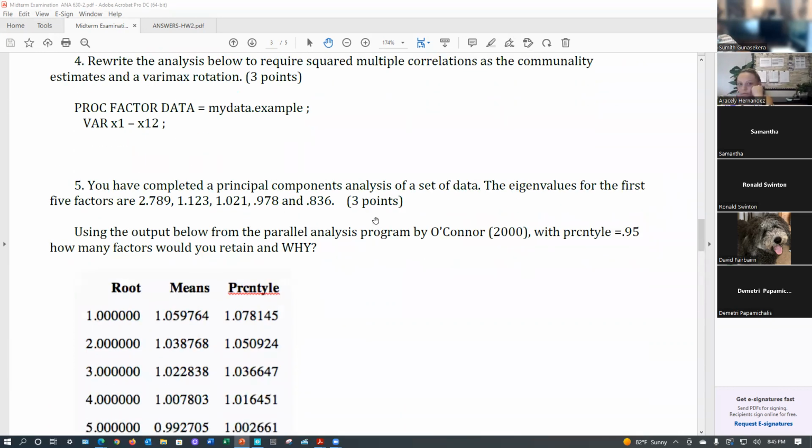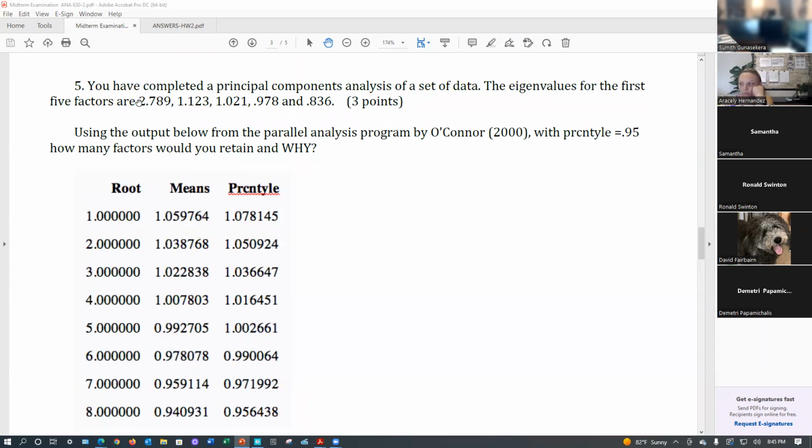We would retain 2, because you compare this one with this one. If it is more than that, you keep it. The 5 eigenvalues coming from your original data are compared with those coming from the Monte Carlo simulation process based on this parallel analysis. So 2.789 is more than this one, so you keep it. 1.123 is more than 1.050, so you keep it. 1.021 is less than 1.036.